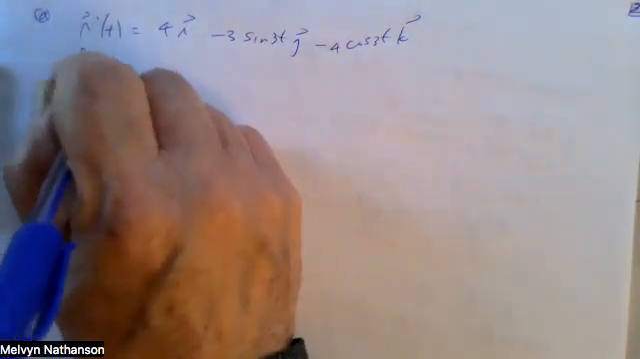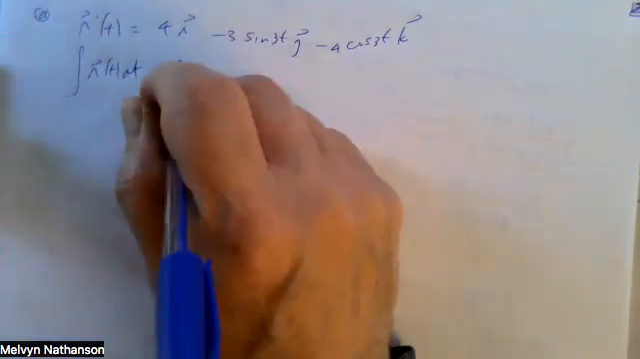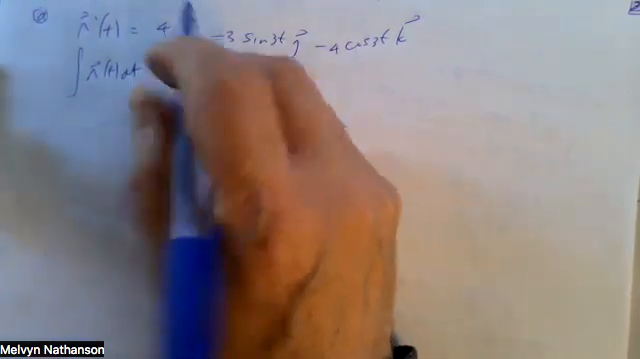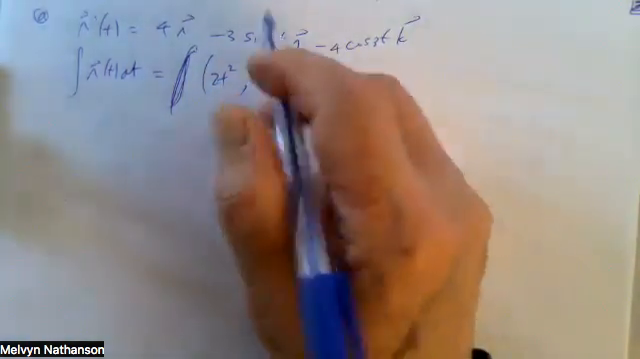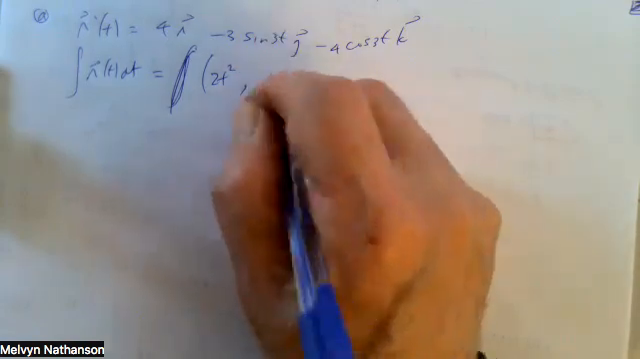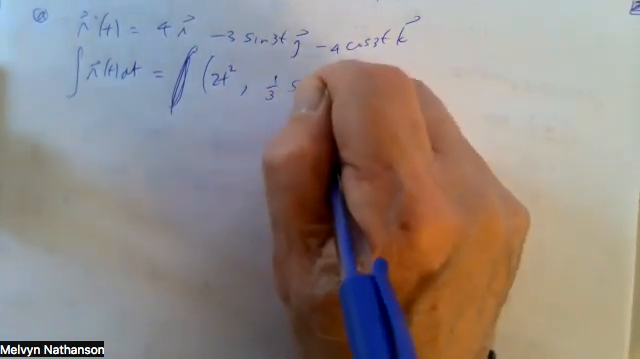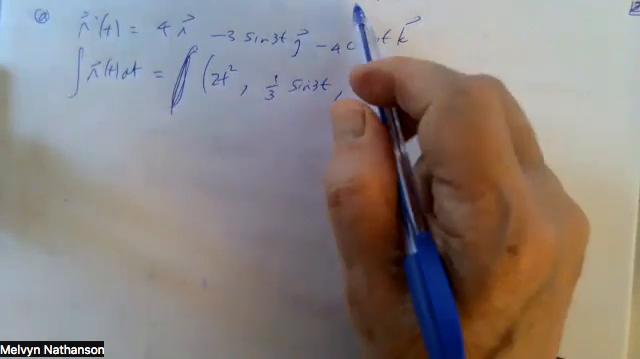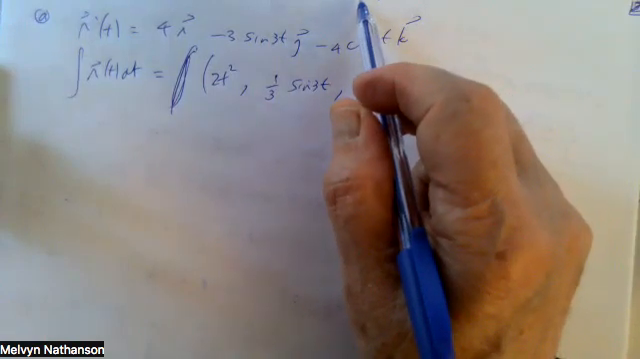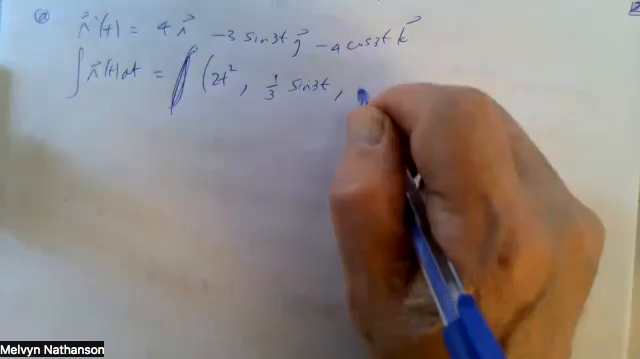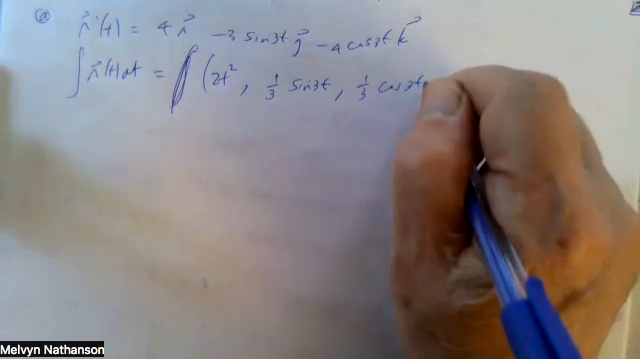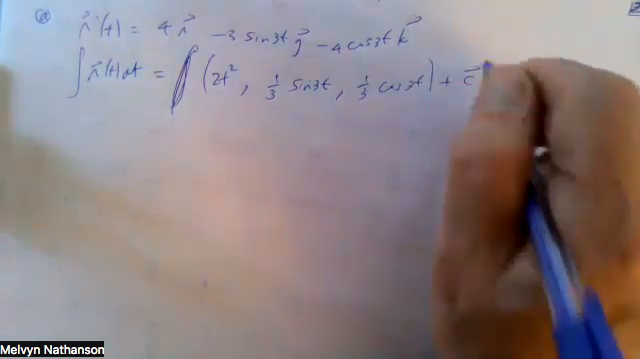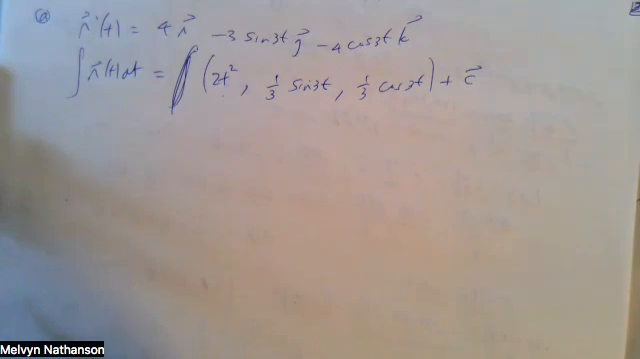The indefinite integral, you get by just integrating term by term. The integral of 4t is 2t squared. The integral of cosine 3t is 1/3 sine 3t. The integral of minus sine 3t is 1/3 cosine of 3t plus an arbitrary constant. That's the indefinite integral.